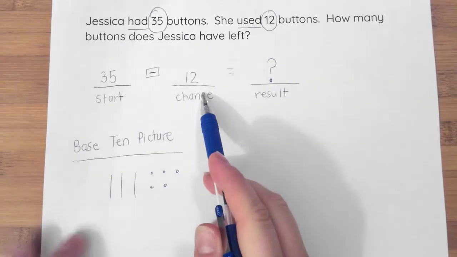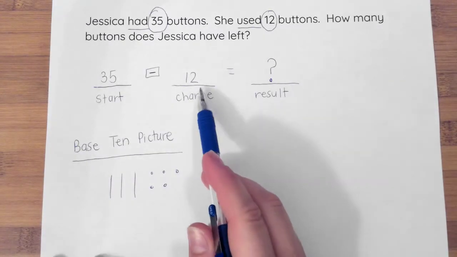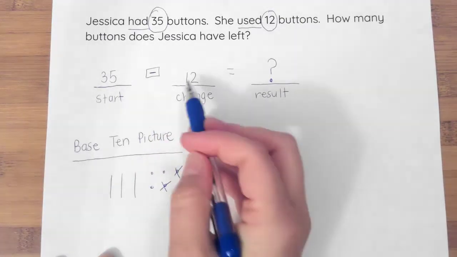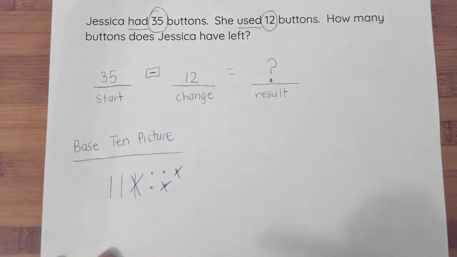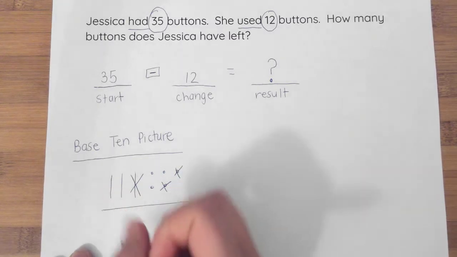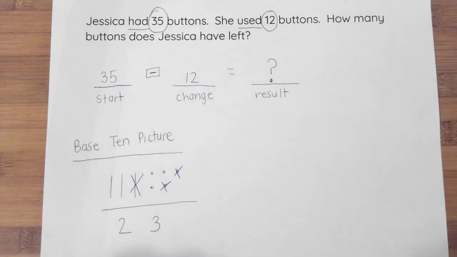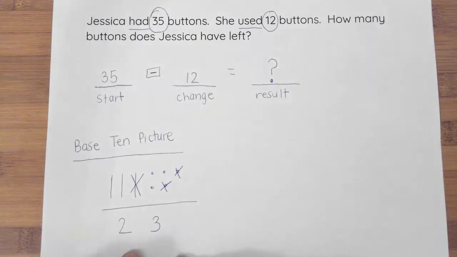And I know I'm going to take away 12. So I'm going to take away 2 ones, 1, 2, and 1 ten. So I know that now I'm left with 3 ones and 2 tens. So I know with this that using the base 10 picture, I have 23. Jessica has 23 buttons left.